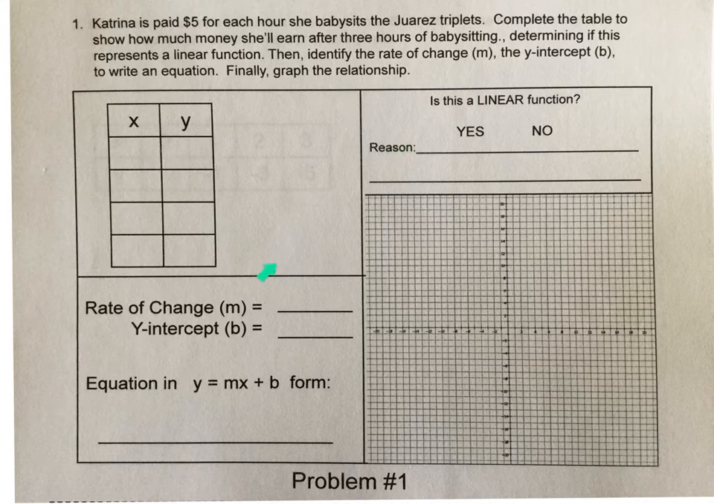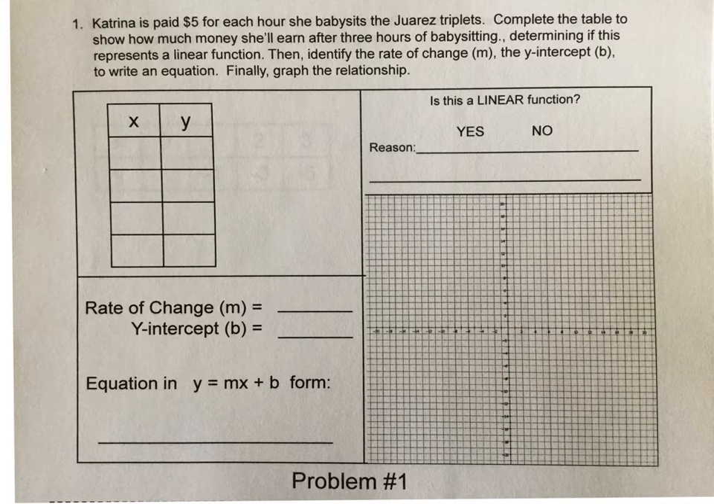Then you're going to identify the rate of change, which is your m, and your y-intercept, which is your b, in the formula y equals mx plus b. So the y is going to stay, the equals sign is going to stay, your x stays, and your plus sign stays. You're just replacing this m and this b, and then we will finally graph it.